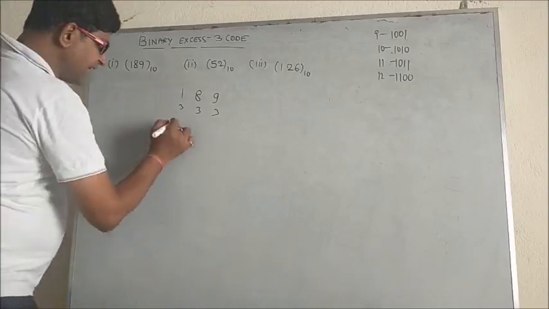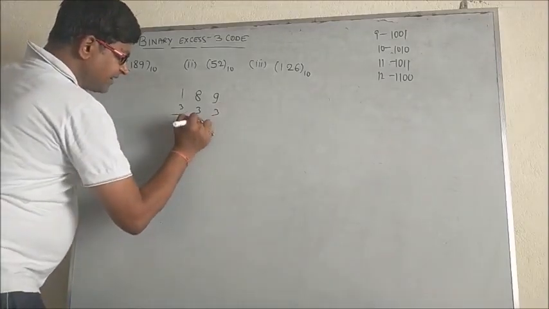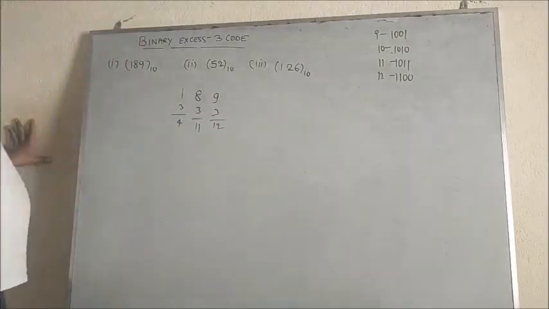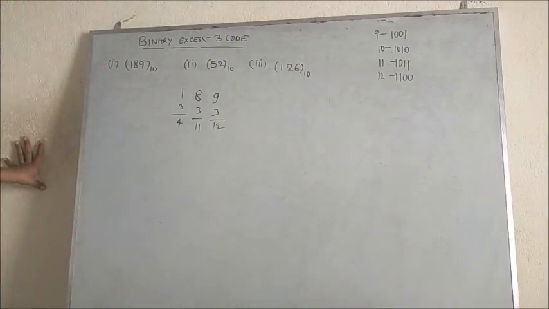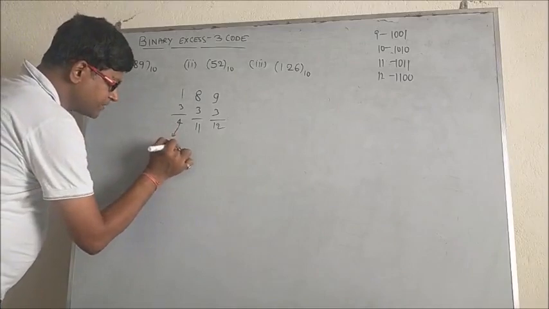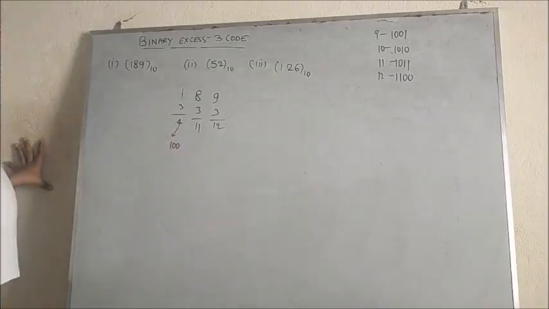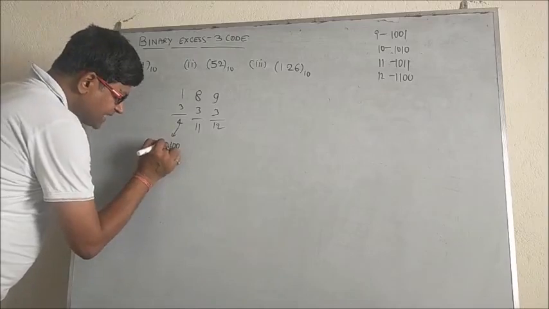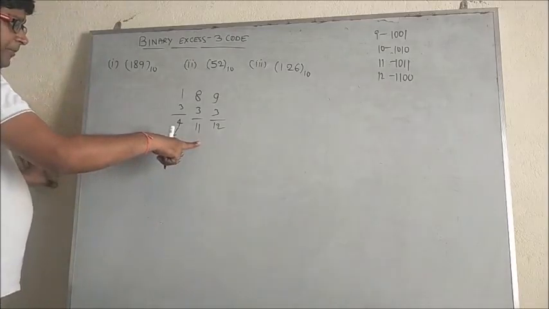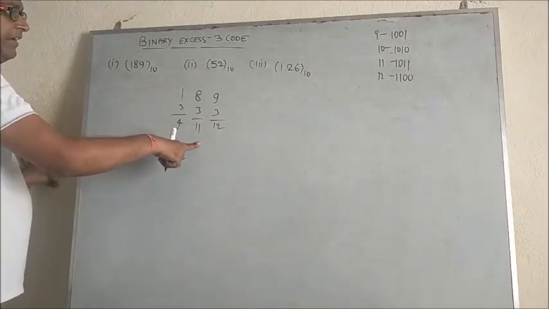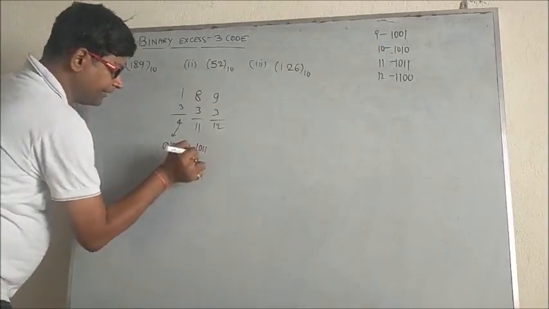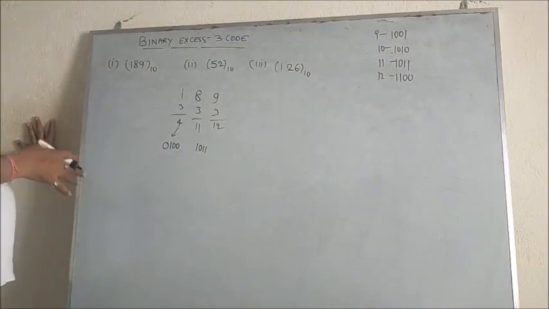So what will I get? Here I will get 4, here I will get 11, here I will get 12. What is the binary equivalent of 4? That is 100, and in 4 bits it will be represented as 0100. The binary equivalent of 11 will be 1011. It can be expressed in these 4 bits only.